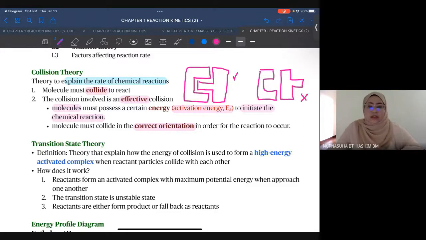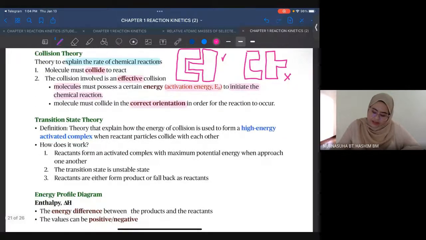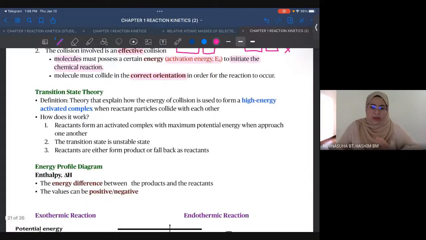So if like this, for example, okay, the collision is likely not to occur. Okay, so that is what effective collision means. Okay, next we have transition state theory. Before I go further, transition state is the state where reactant is about to become product. So before reactant turns to product, it will form a transition state first.